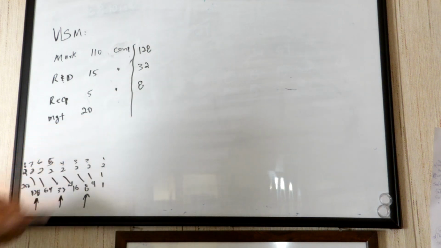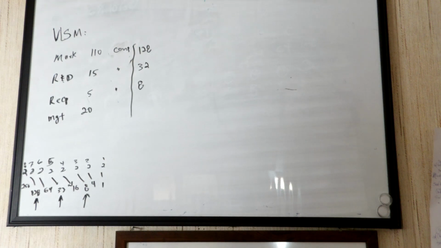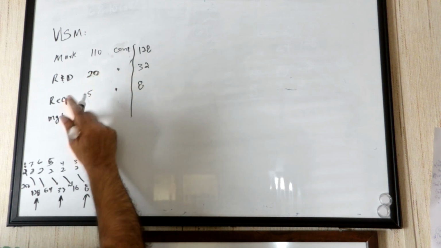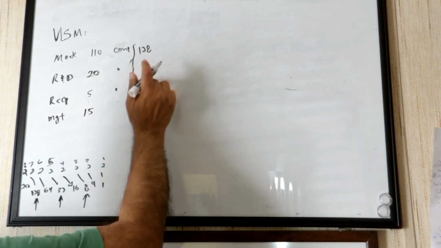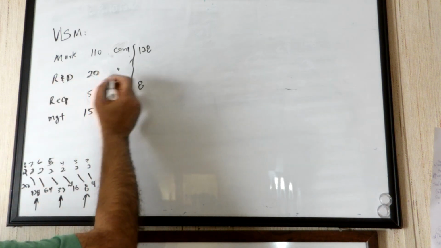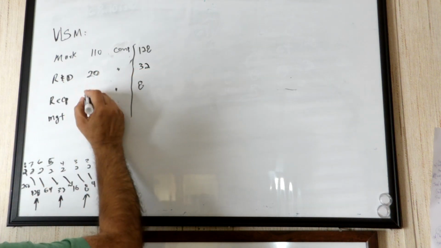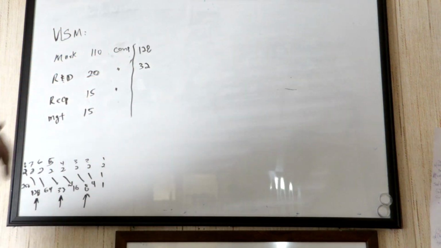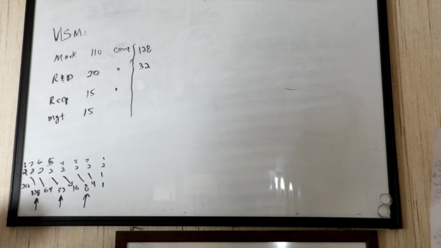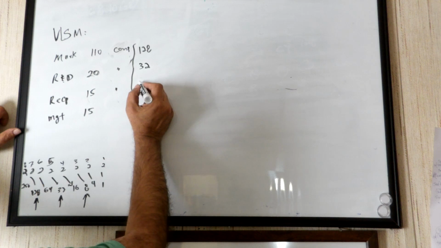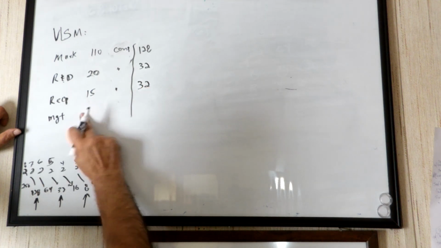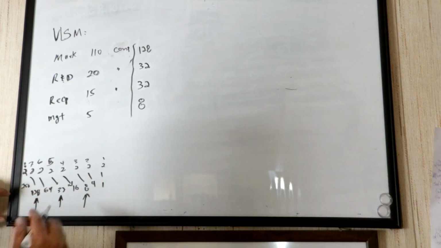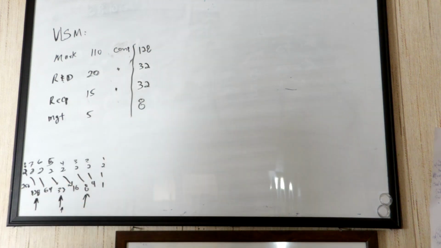And then for 20, okay, let me write it in order, from top to bottom. 20 is 32, and then 15 is going to be the same, 32, and then we had 5 here, so we use 8. We write from the largest to smallest.